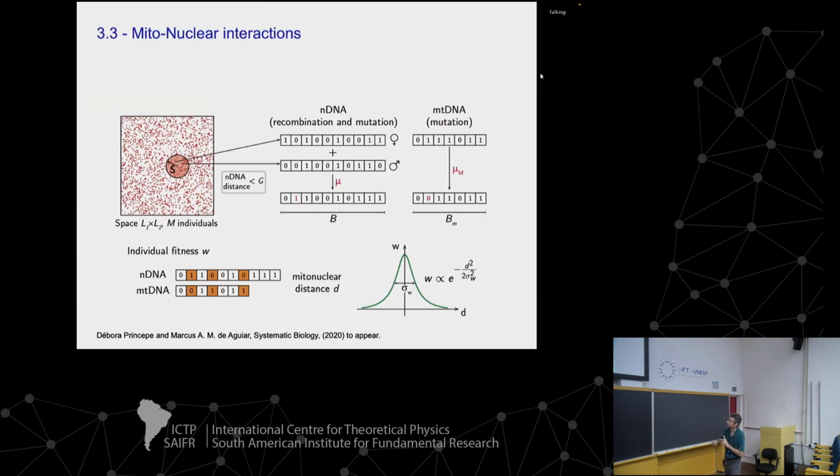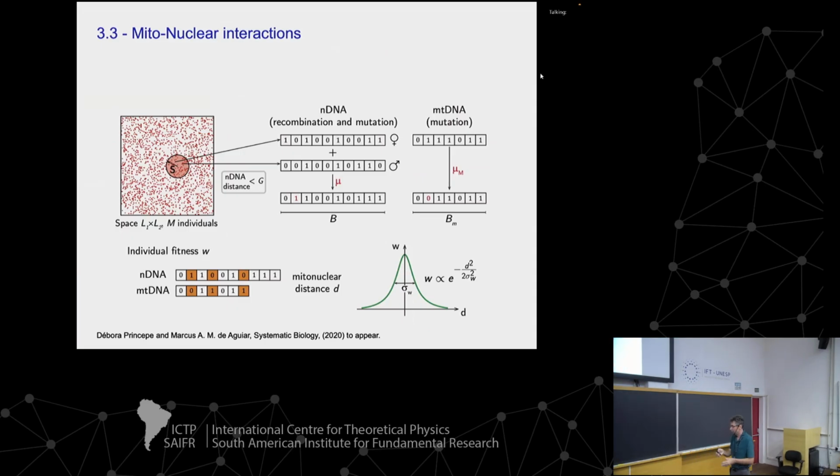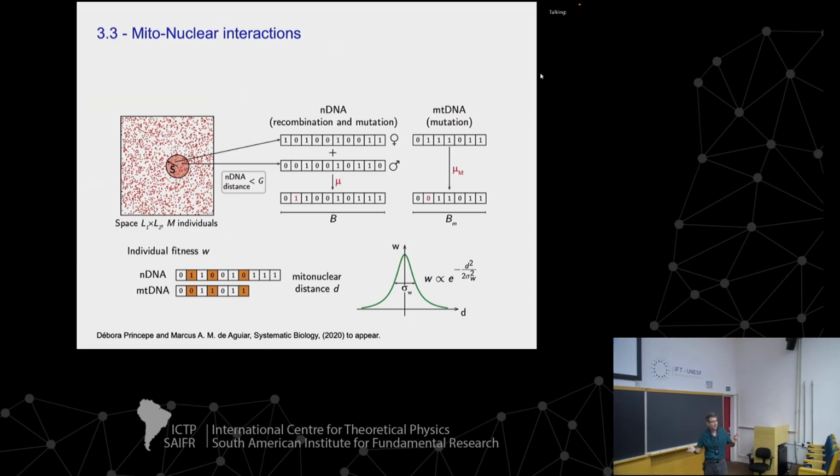And last thing, I would just mention this and I'll finish. We also did, so you see, everything I showed you so far is neutral. There is no selection. There is only sexual selection. It chooses a mate that is similar to itself, but there is no real selection.